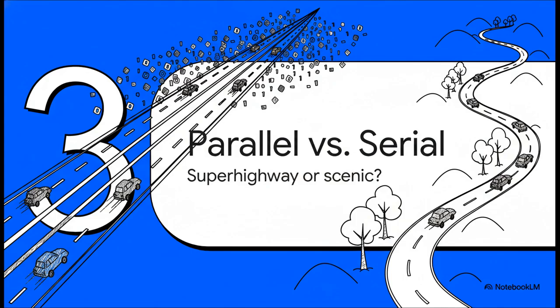So, we've picked a road, either a physical cable or a wireless signal. Great. Now, how do we actually send the traffic, the little bits of data, down that road? Are we going to send them all at once on a massive superhighway? Or do we send them one by one down a scenic country road?